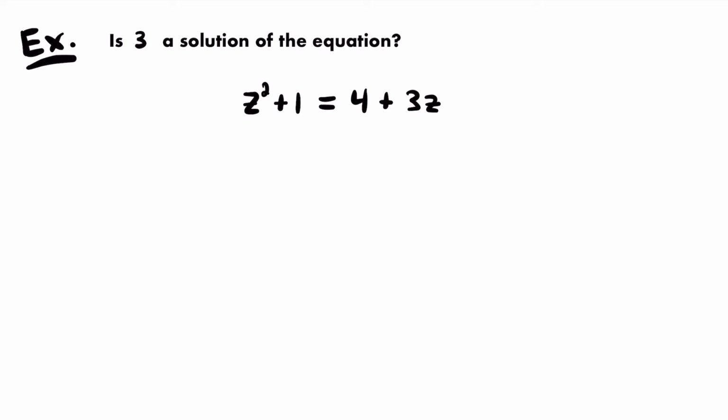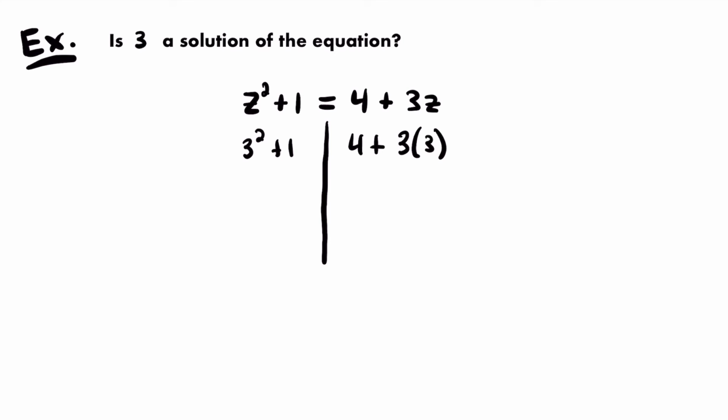So to help us compare both sides, I'm going to locate the equal sign and then draw a divider so we can clearly see both sides of the equation. And now let's plug in 3. We'll have 3 squared plus 1, and then 4 plus 3 times 3.